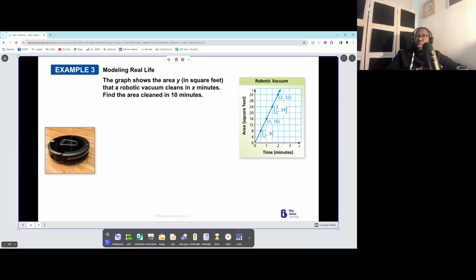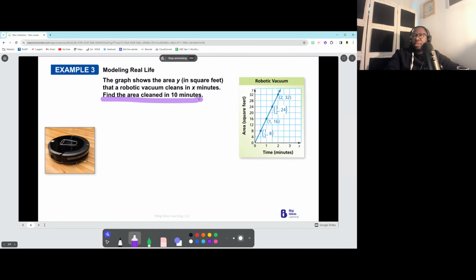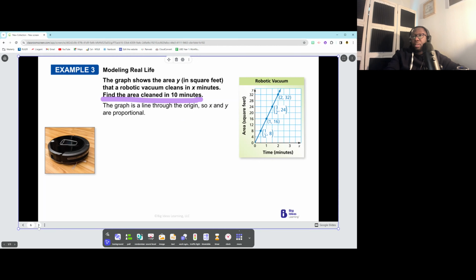And in this case, we see that the graph shows the area, which is on our y-axis in square feet, that a robotic vacuum cleans in x amount of minutes, and we want to find what's the area that's cleaned over 10 minutes. Well, to figure that out, first, we see those two things: a line that passes through the origin.